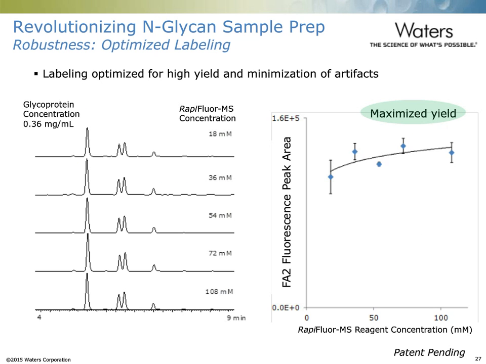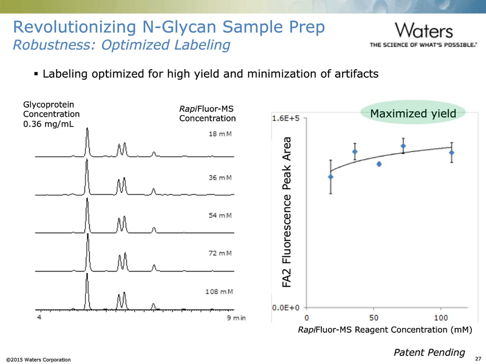As shown in the figure on the right, plotting of the fluorescence peak areas for the resulting N-glycan profiles indicates that labeling is maximized near a RapiFluor-MS reagent concentration of about 36 millimolar, the exact condition which has been designed into the N-glycan kit. Moreover, molar excess conditions both higher and lower than this condition produce essentially comparable fluorescence profiles, underscoring the robustness of the RapiFluor-MS labeling.